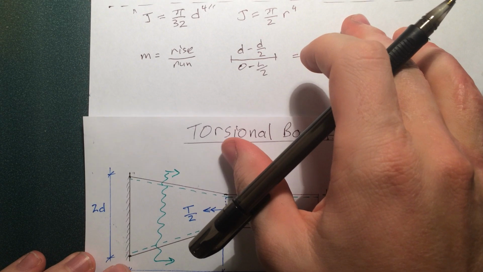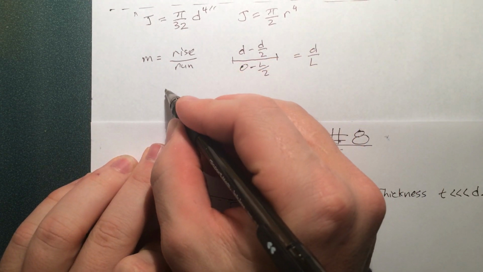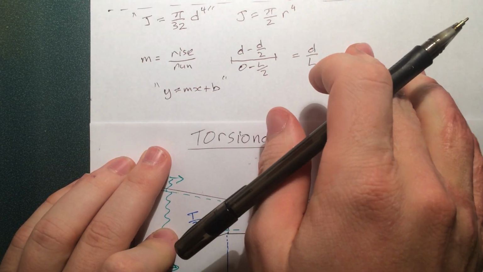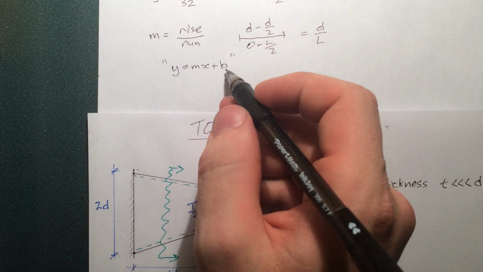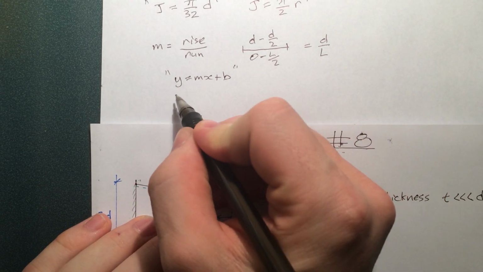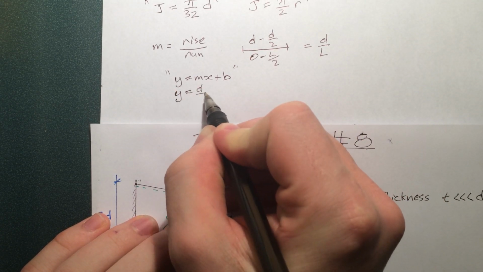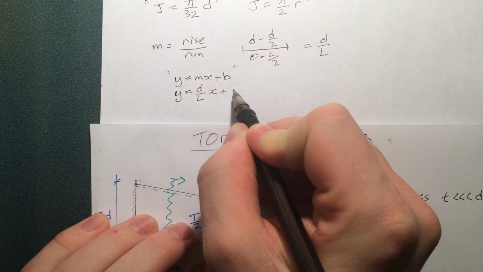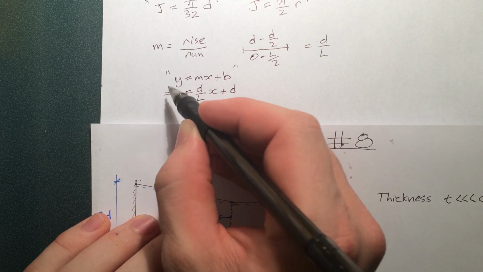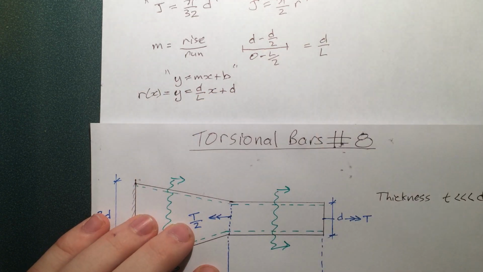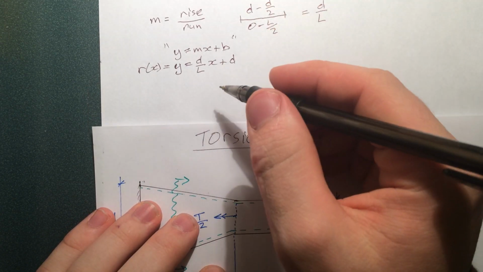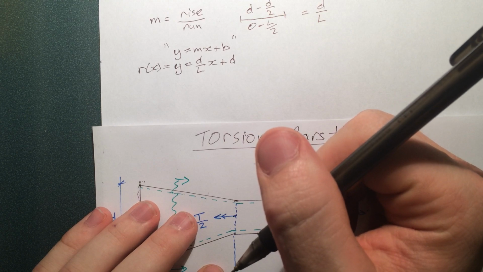Now we know that this is a linear slope, and anything that's linear can be described by the equation y is equal to mx plus b. So we'll plug in our m and our b, that's our y-intercept. So taking x to be 0 here, our y-intercept is just going to be d, half the distance here. So y is equal to d by L x plus d. Well, this is not y in our case, it's actually radius, which depends on x, so radius is a function of x. And we know that diameter is twice the radius, so multiplying this whole equation by 2 will give us that.